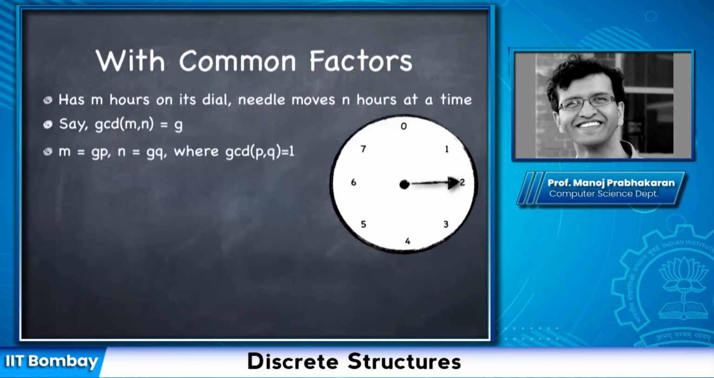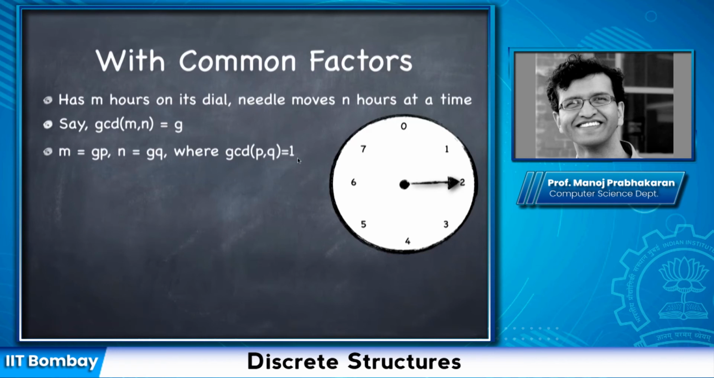Well, in this case, what do we know? The GCD of m and n is g. So g is a common factor. So I can write m as g times p and n as g times q. And further, p and q shouldn't have any more common factors, because if they did, then g will not be the greatest common divisor. I could take some common factor of p and q and multiply that to g, and that'll still be a common divisor of m and n, and g will not be the greatest one. So we know, since g is the GCD, p and q cannot have any more common factors.